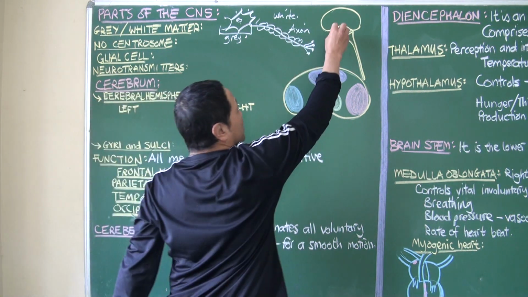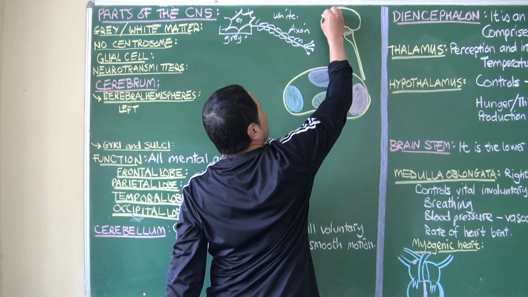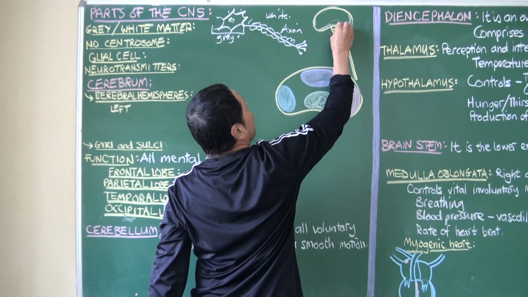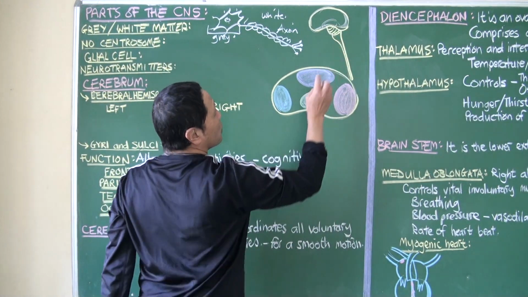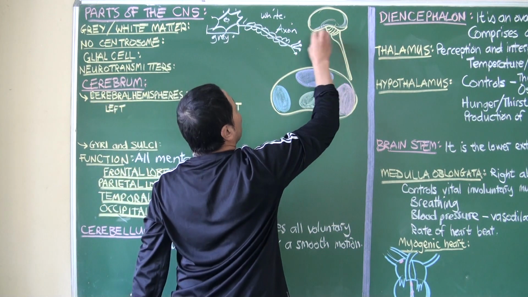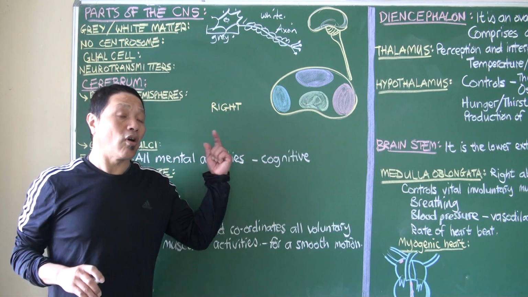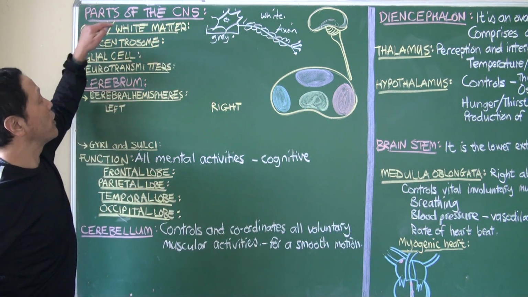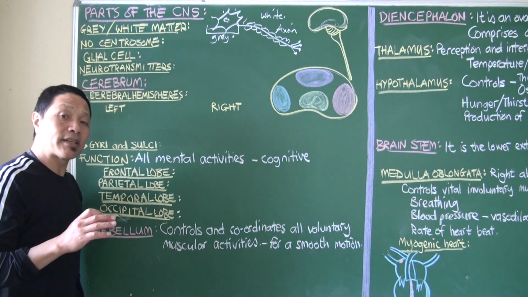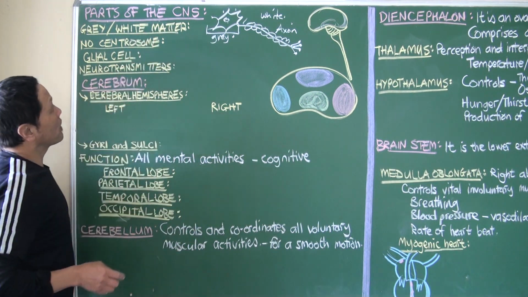So in the brain, gray matter is outside and the white matter is found inside. And the spinal cord is the other way around. We find the gray matter inside and white matter outside. That's very important to understand because the location of gray matter and white matter in the brain and the spinal cord is often asked.